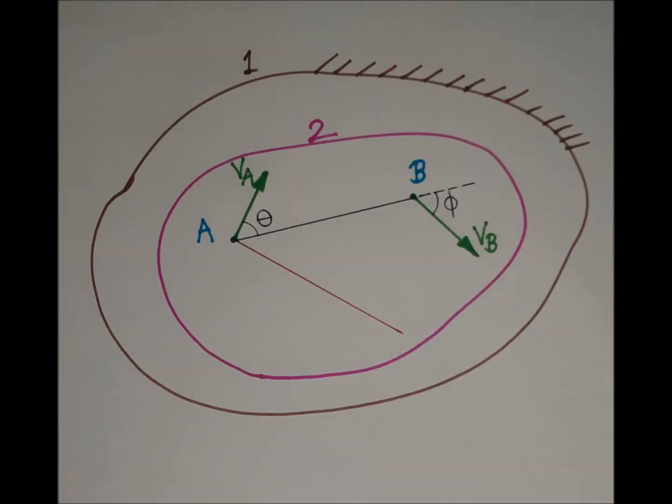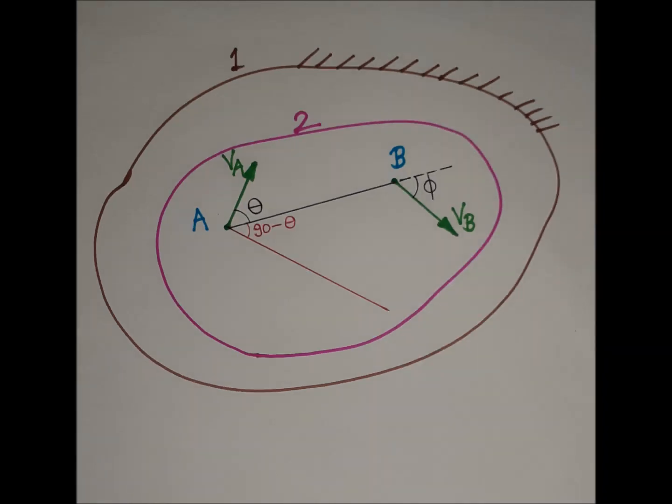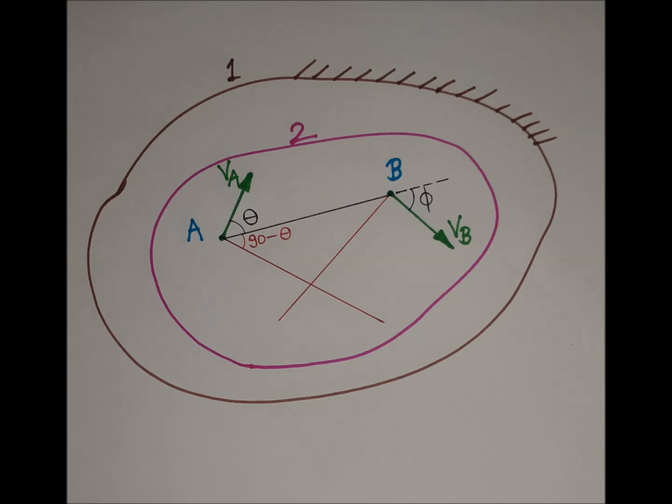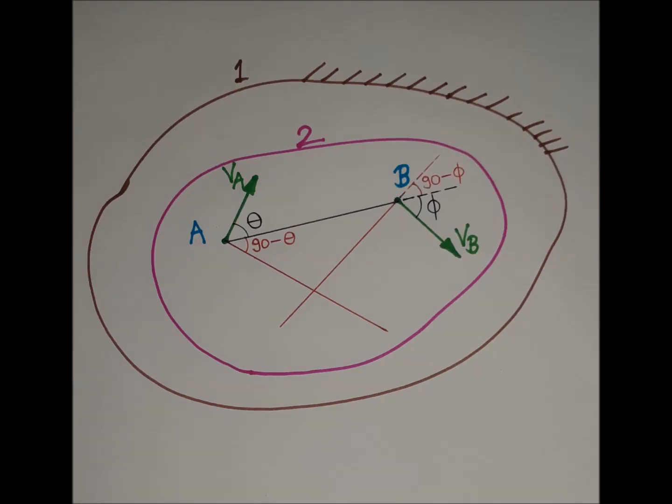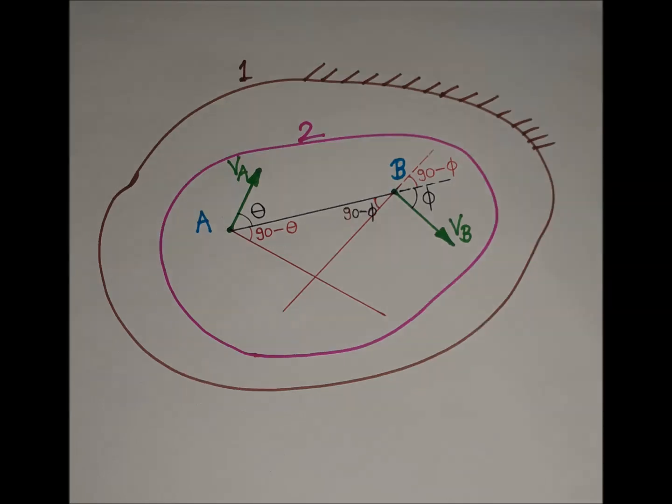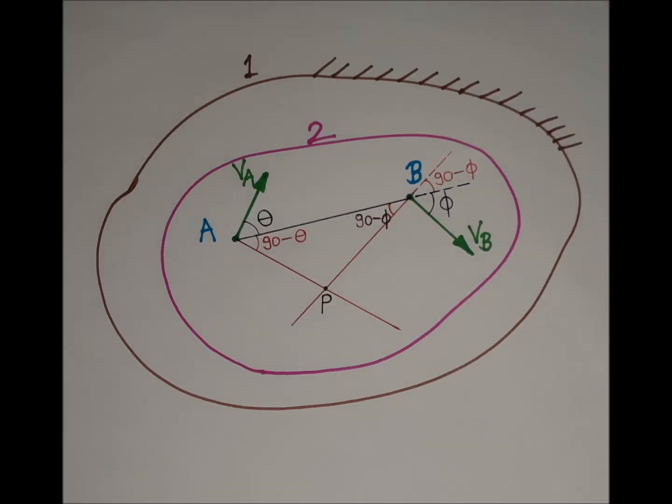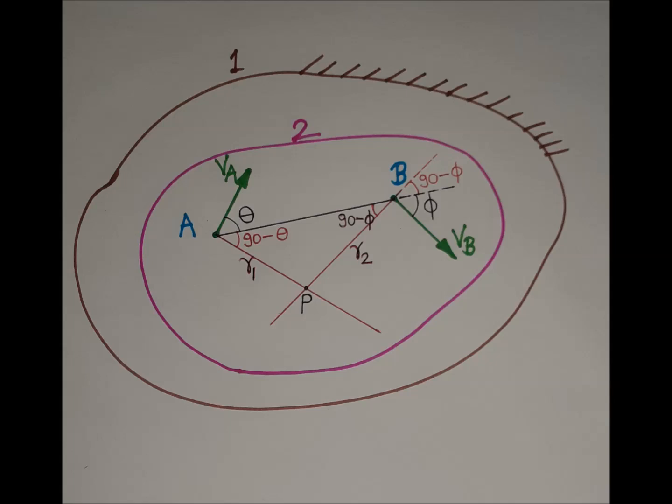Now, a line is drawn perpendicular to VA, hence the angle between AB and this line will be 90 minus theta. Now we draw a line perpendicular to VB, hence the angle between this line and AB will be 90 minus phi. These two lines will intersect each other at point P. Let us say PA is equal to R1 and PB is equal to R2.